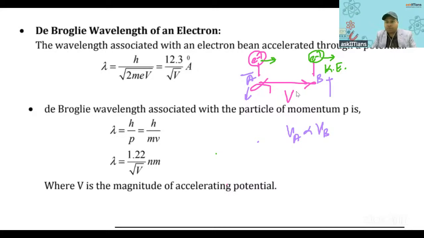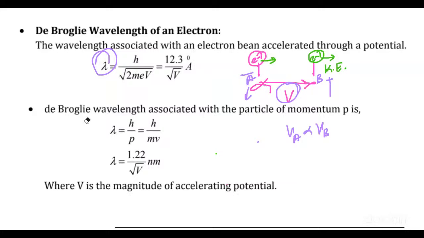If I have been given this potential difference, I know the value of e, I know the value of m, so I can calculate the lambda associated with it. That formula comes out to be 12.3 upon root V angstrom. So this value comes in angstrom. What is angstrom? Angstrom is 10 to the power minus 10.